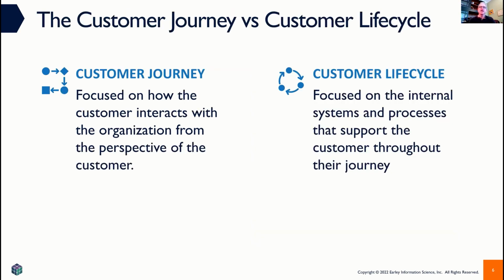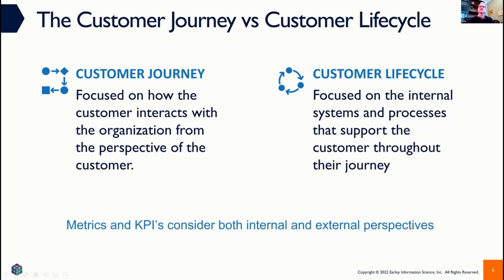So that's what's critical. And I'm going to use these two terms somewhat interchangeably. They are different, but customer journey is really about the customer's point of view and perspective in terms of how they interact with the organization. The customer lifecycle is really looking at the customer from the organization's perspective. So what are the types of things that they interact with? What are the systems and processes that support that journey, and how do we measure that from the internal perspective? As I say, I'm going to use them interchangeably, but we're going to talk about both internal and external perspectives.